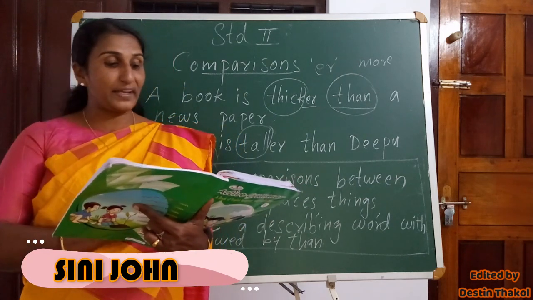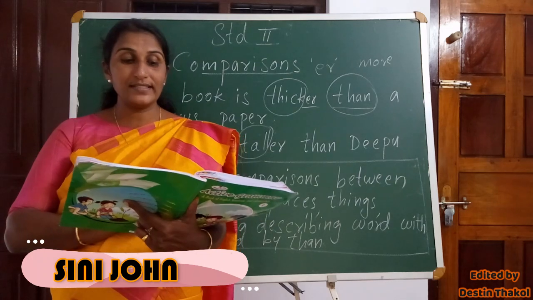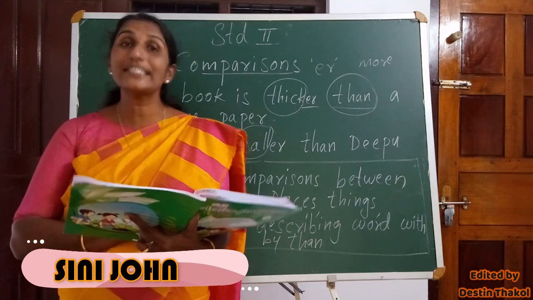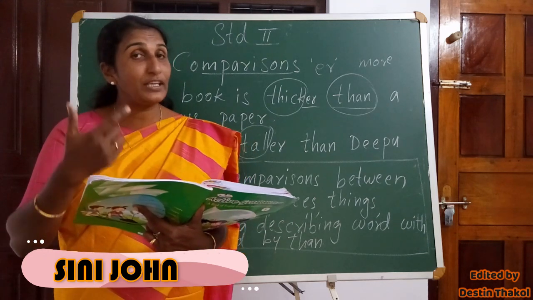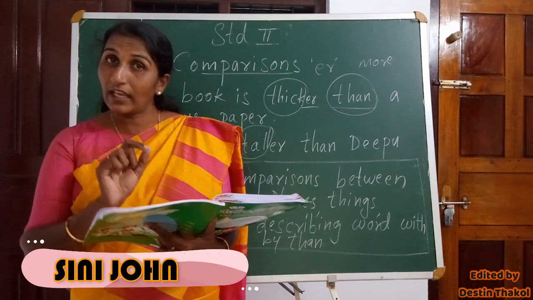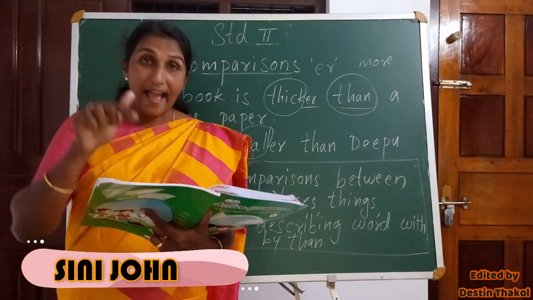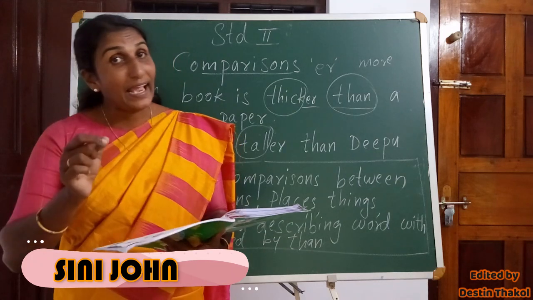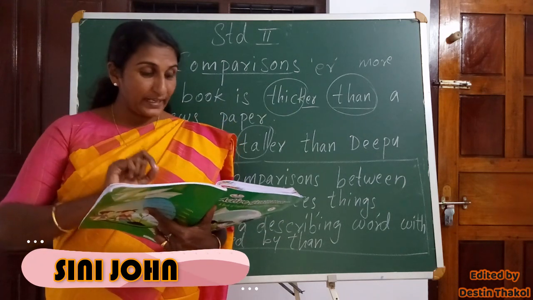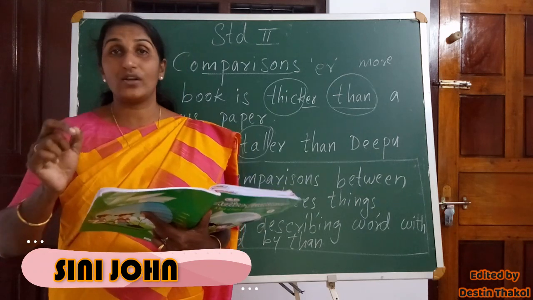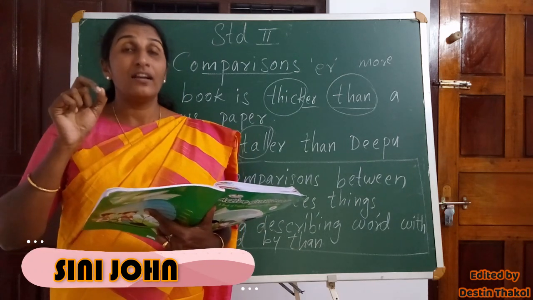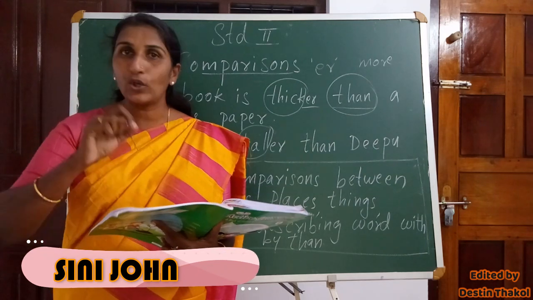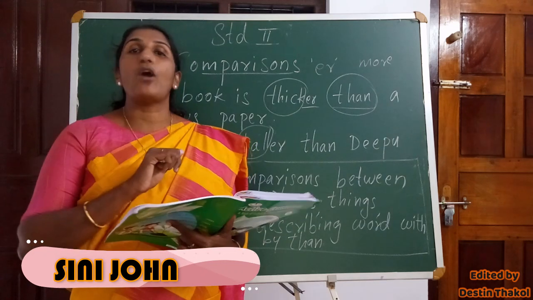Let's see, filling the blanks by adding er to the words in brackets. A train is dash a car. Fast is given there. Then how can we compare? A train is faster than a car. Clear? Next one: a lake is dash a pond. Big is the describing word given there. How can we write? A lake is bigger than a pond.